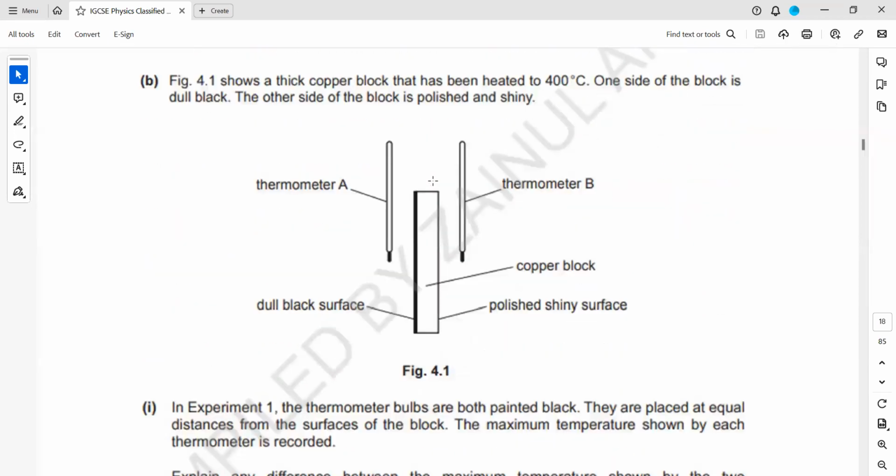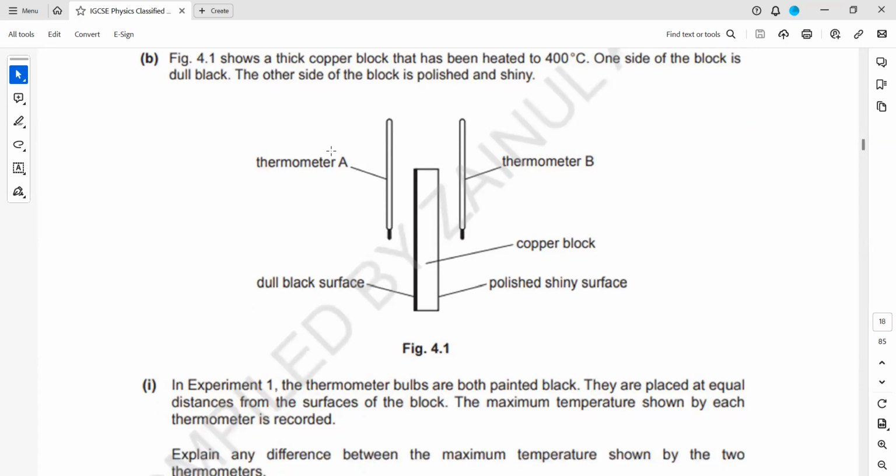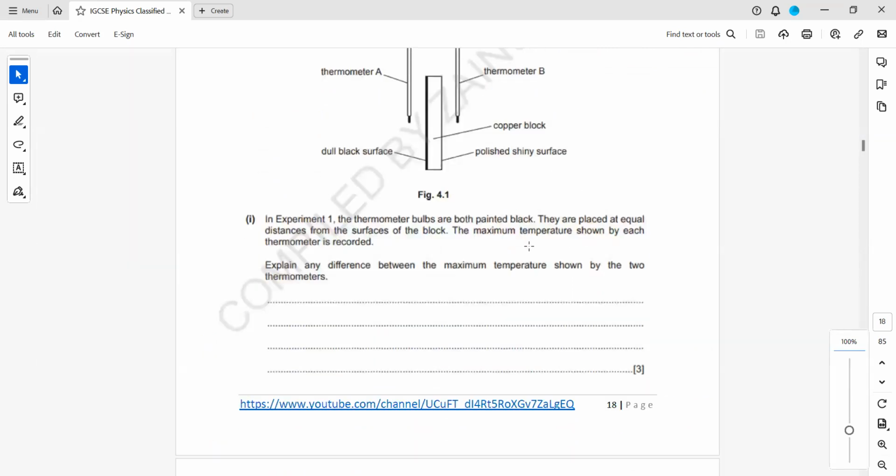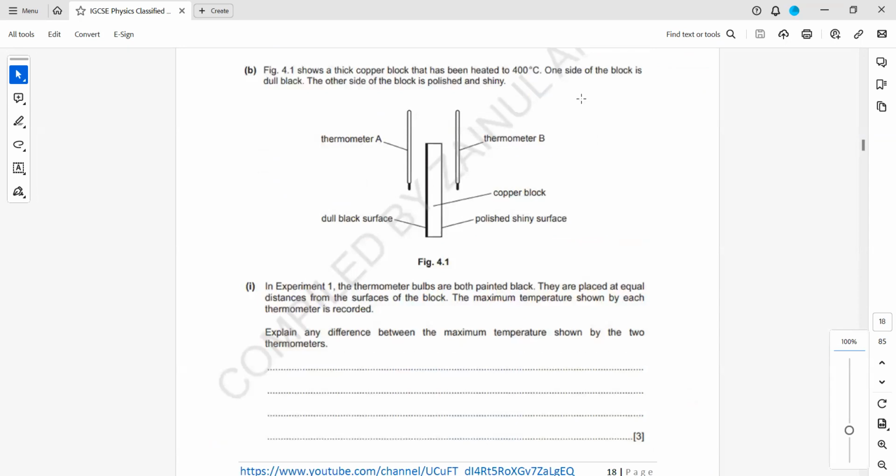Figure 4.1 shows a thick copper block at 400 degrees centigrade. One side is dull black and the other side is polished and shiny. In experiment 1, the thermometer bulbs are both painted black. They are placed at equal distance from the surfaces of the block. The maximum temperature shown by each thermometer is recorded. Explain any difference between the maximum temperature shown by the two thermometers.